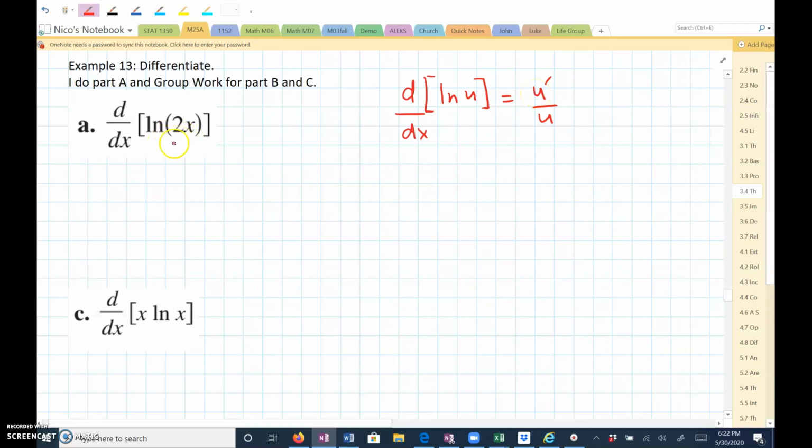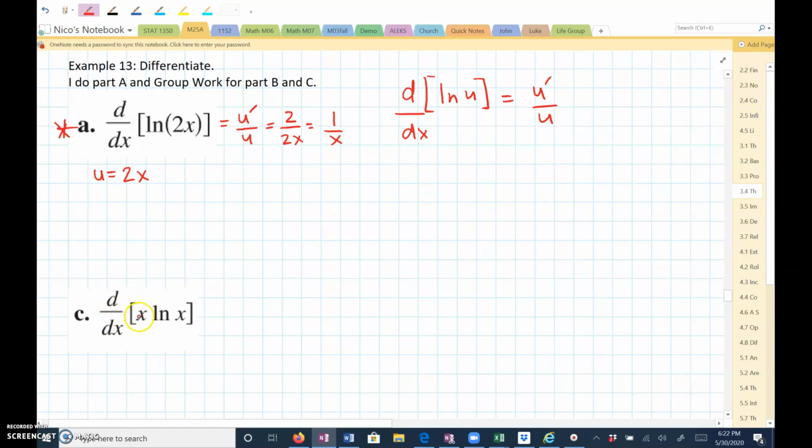For this problem, we want to identify u. So u is 2x. The rule says take u prime and divide it by u, which would be 2 over 2x, which would end up being 1 over x. So hopefully you can see part A clearly. Let's look at part C.